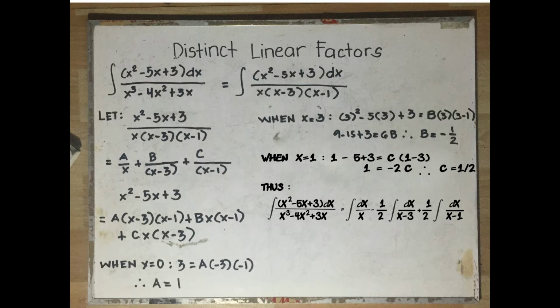Thus, the integration of (x² − 5x + 3) dx over x³ − 4x² + 3x is equal to the integration of dx over x, minus 1/2 times the integration of dx over the quantity of x − 3, plus 1/2 times the integration of dx over the quantity of x − 1. Integrating the function completely, we have ln x − 1/2 ln(x − 3) + 1/2 ln(x − 1) + c as the final answer.